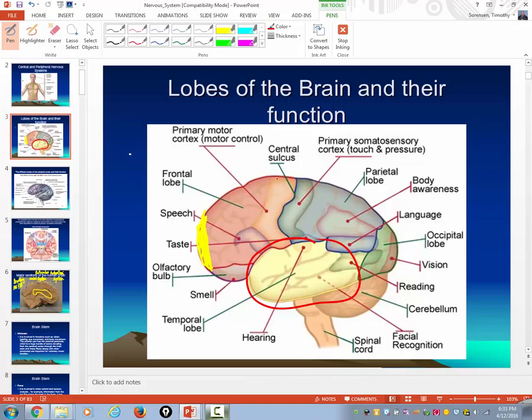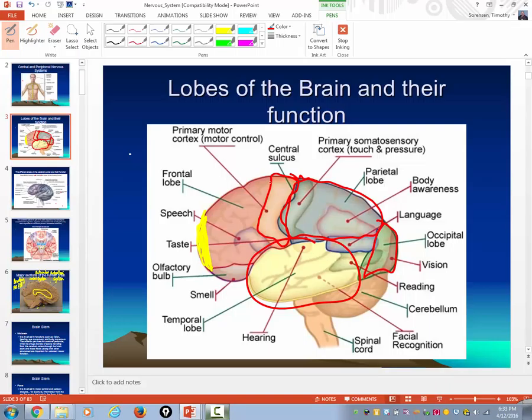Okay, so watch. These are the areas of the brain that I want you to know. Just generic, general. The temporal lobe, involved in hearing. The parietal lobe is sensory, right? Touch, pressure. The occipital lobe, vision.